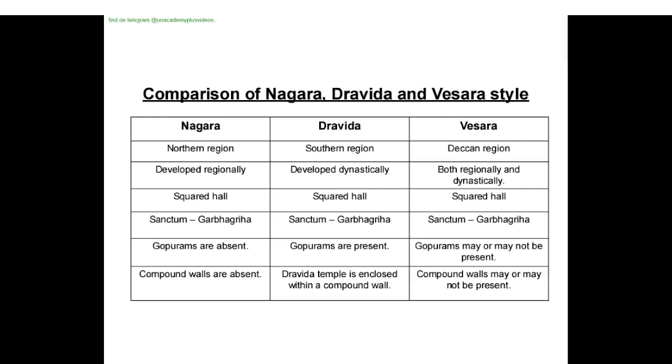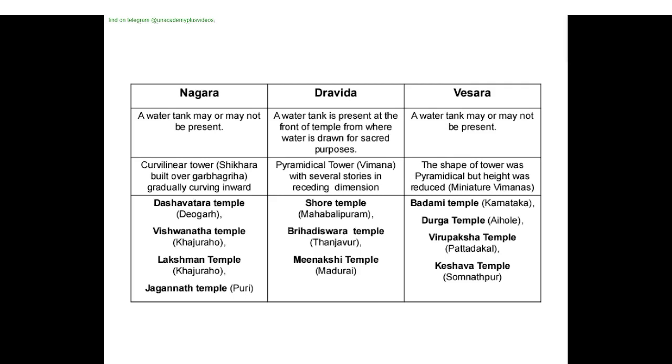Compound walls are absent in Nagara. A Dravida temple is enclosed within a compound wall. Compound walls may or may not be present in the case of Vesara. In Nagara, a water tank may or may not be present. In Dravida, a water tank is present at the front of the temple from where water is drawn for sacred purposes, and a water tank may or may not be present in Vesara.